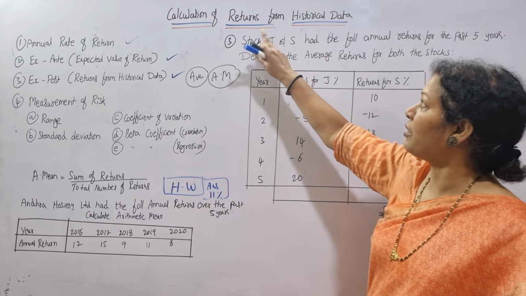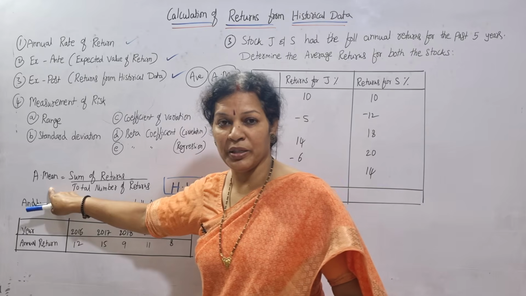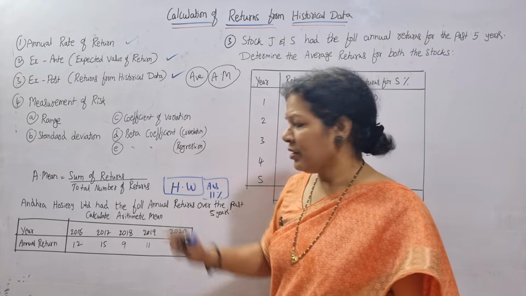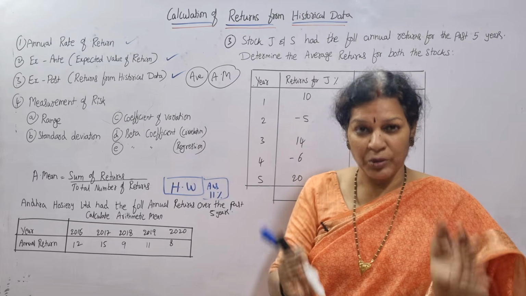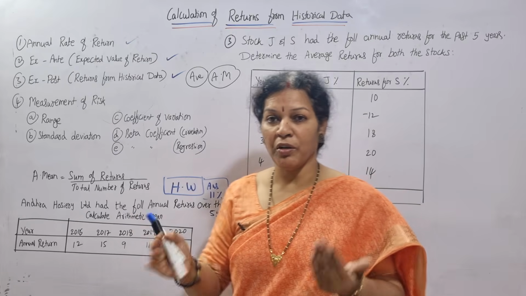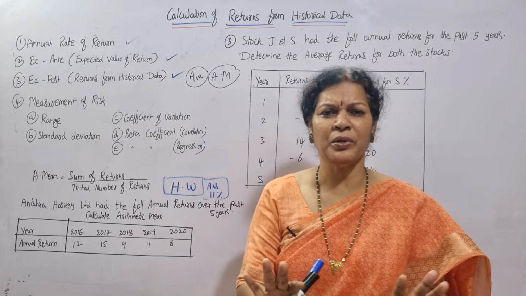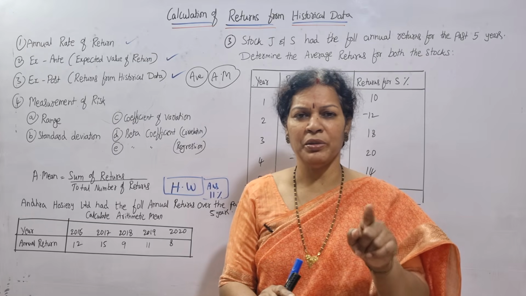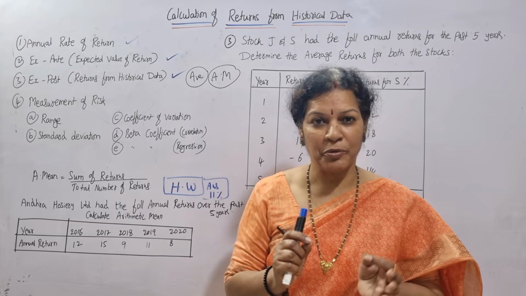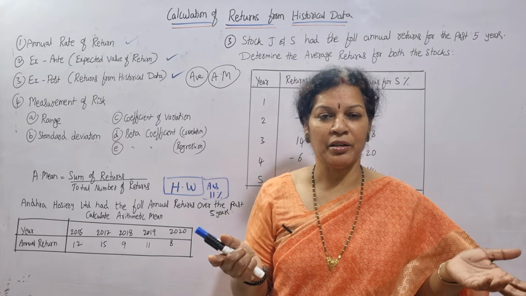Now I kept the heading calculation of returns from historical value. Here you are going to calculate the arithmetic mean only. So how do you get the arithmetic mean? Sum of returns, whatever data is given, the total divided by the total number of returns, that is, the number of observations. Simple, nothing to worry. Historical data value means you have to calculate through the average or arithmetic mean. In the question it will be given very clearly: calculate average or calculate arithmetic mean.